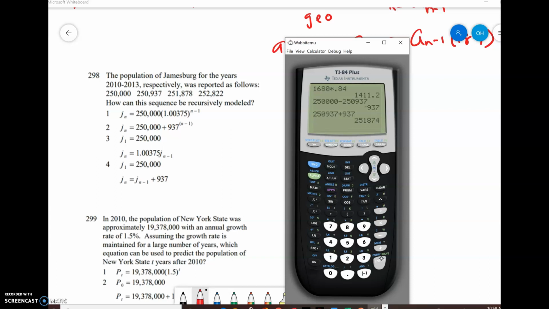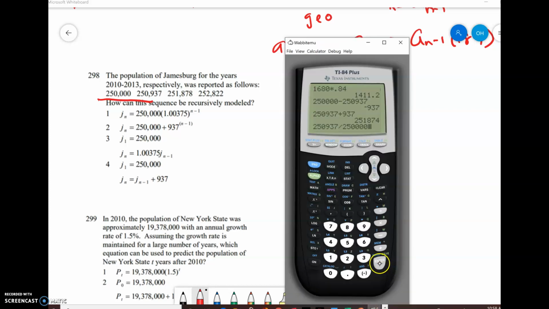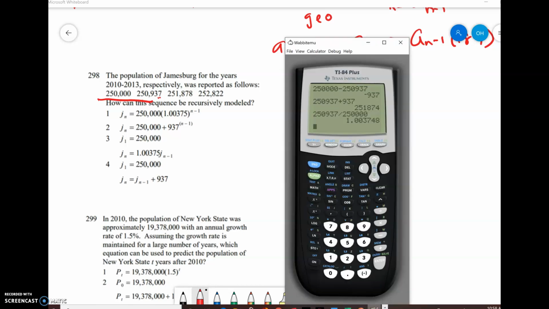Okay, so then my next line of defense, is this geometric? So I'm going to take the 250,937, and I'm going to divide that by the previous term. Remember, I can use any two consecutive terms to find that common ratio. So we got to see if that's my common ratio. If it is, if I take the second term and multiply that by r, I should get the third term. So I'm going to multiply this by the second term and see if I get the third term.